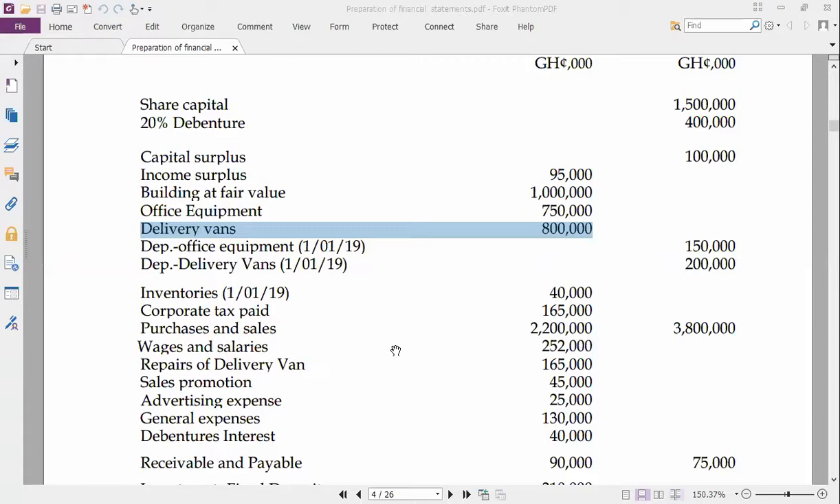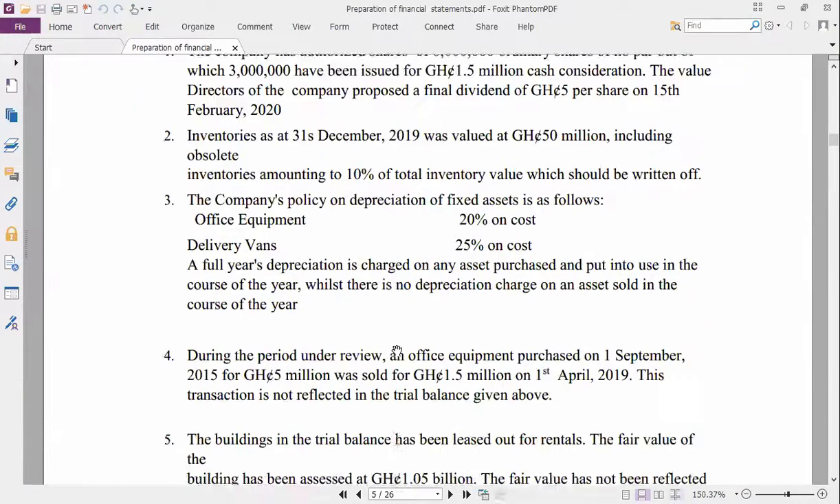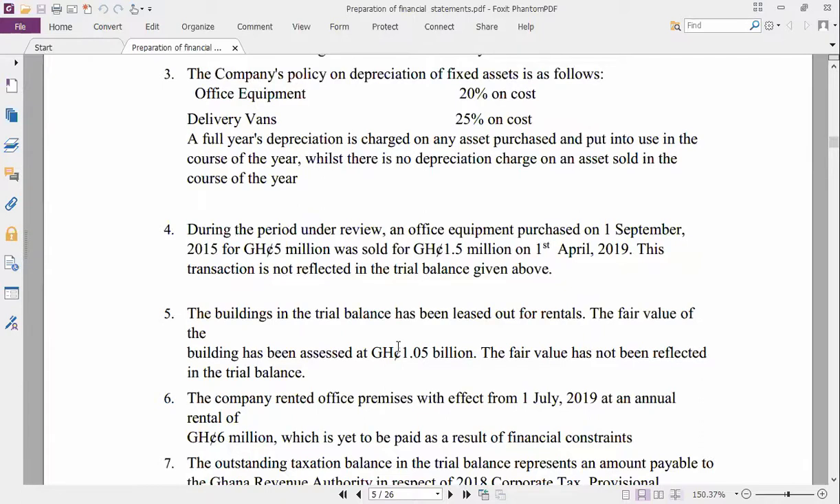Now let's continue with the scanning through. So we're now with the depreciation. In this question, the very first one, office equipment, has a note attached to it, so that one is not free. The delivery van is free. So you pick it and then you calculate the depreciation first. So we are done with that particular note. Now let's go to note 4.